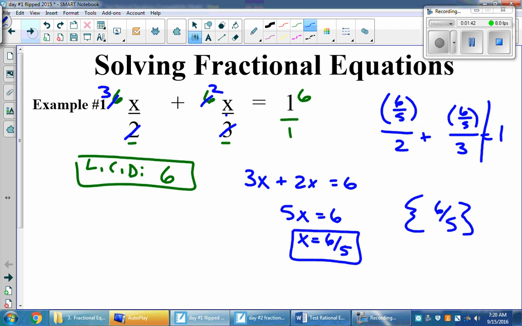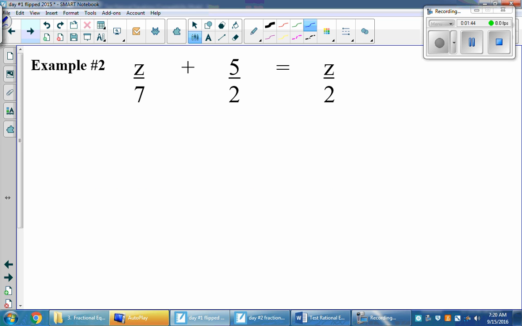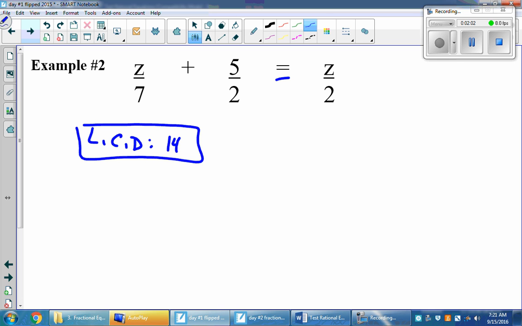Okay. Example 2. Again, z over 7 plus 5 over 2 equals z over 2. Again, fractions, and then you see an equal sign. It's a fractional equation. That's what type of question it is. So find your LCD. Between a 7, 2, 2, it's going to be 14. Again, we're starting pretty easy. Tomorrow we'll get a little harder. Or Monday, actually.